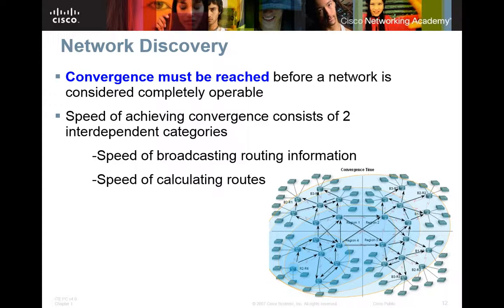Before a network is completely operable, convergence must be reached. Then you can have some idiot, like Cole, go plug in a WAP, or another router, or another switch. No, you're not an idiot, Cole. I just like picking at you.